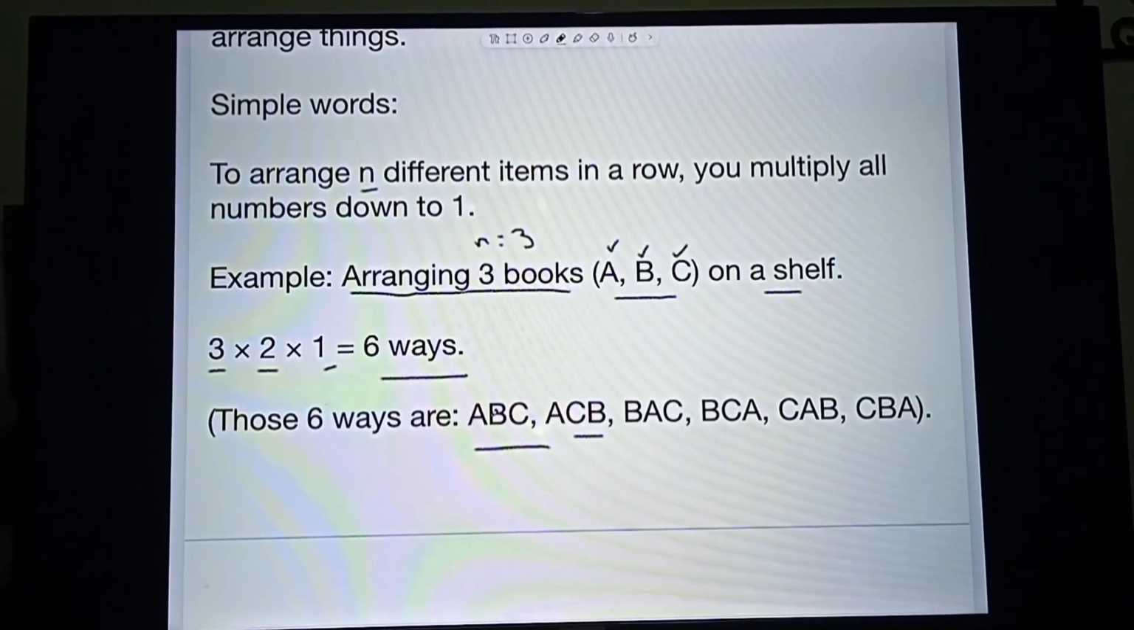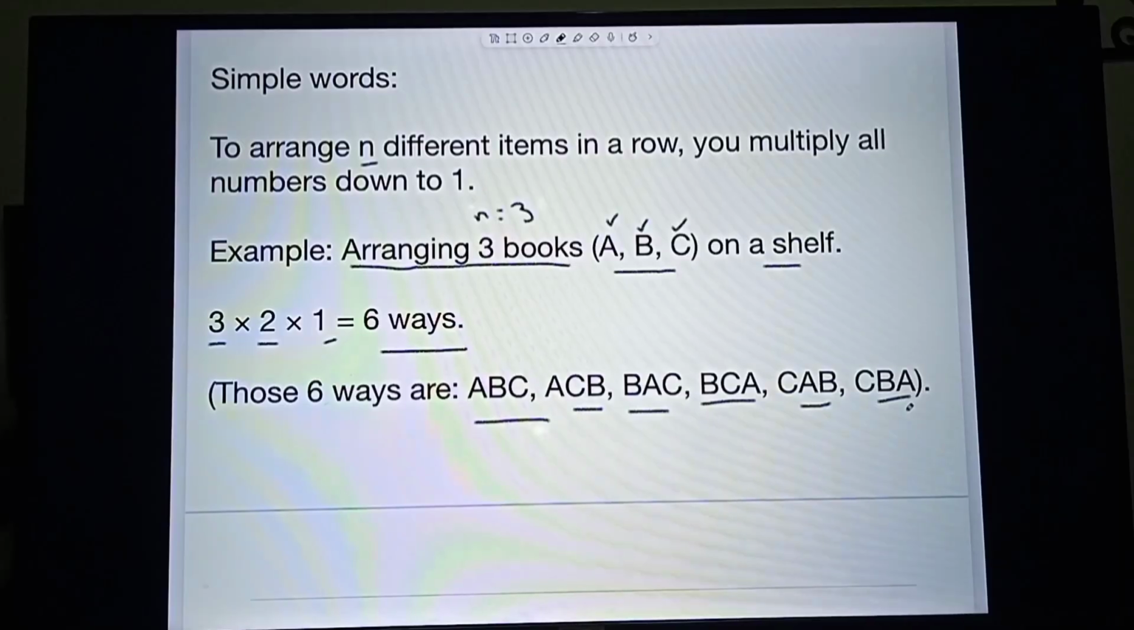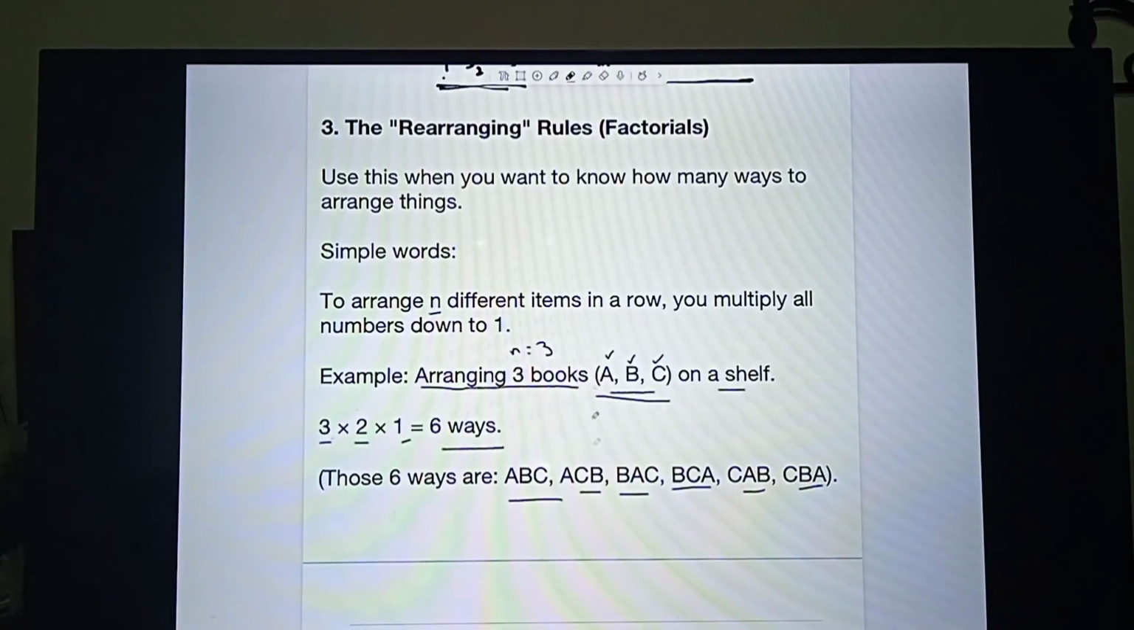You can put book A with book B with book C, or you can put book A first, then C, then book B, or you can put book B first, then A, and then book C, or you can arrange book B first, then C, then A, and the last one is book C, then book B, and then book A. Okay, here we have 3 different books, A, B, and C. Now we have to arrange them on a shelf.